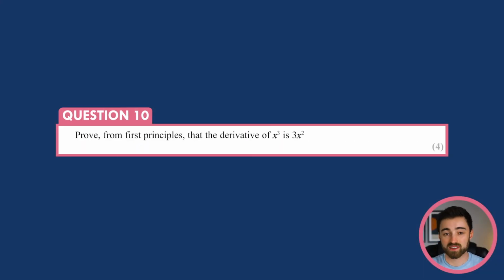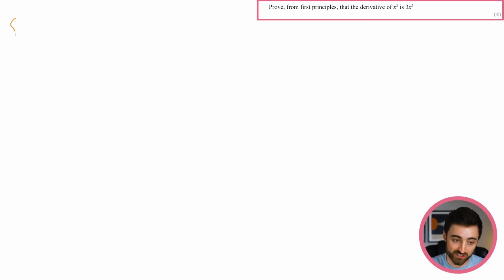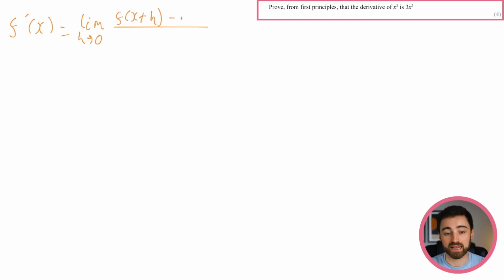First principles, I'm going orange. So you do get this in your formula booklet, so don't worry too much, as long as you know where it is in the formula booklet, right? Basically it tells you that f prime of x, the derivative of f of x, is the limit as h tends to 0 of f of x plus h minus f of x, over h. Simple as that.